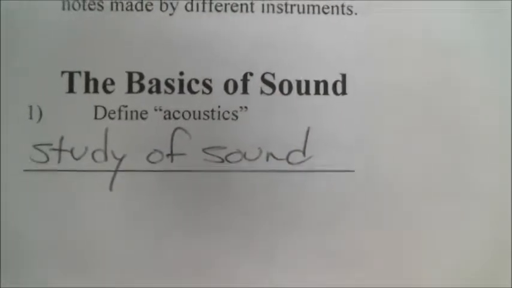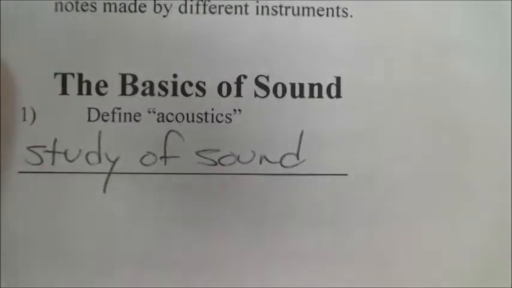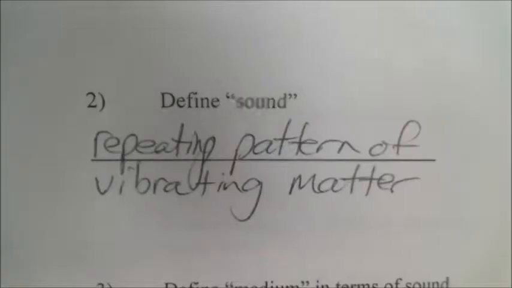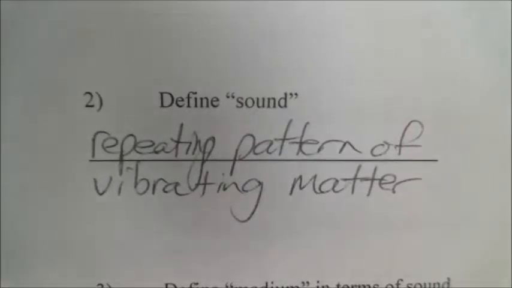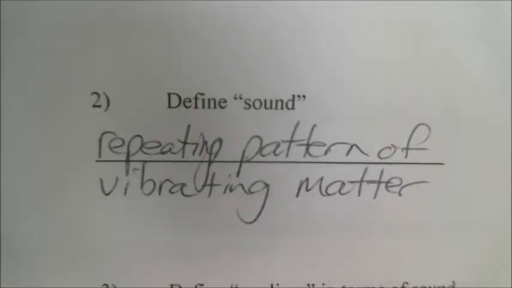First of all, the basics of sound. Acoustics is the study of sound. There are acoustical engineers. They design buildings to have certain sound properties, which is mostly in things like theaters, movie theaters, concert halls, and that kind of a thing, lecture halls. Number 2, define sound. We're going to say that sound is a repeating pattern of vibrating matter. The pattern might be extremely short, such as a clapping hand, or much longer, like the long note of a trumpet or something like that.